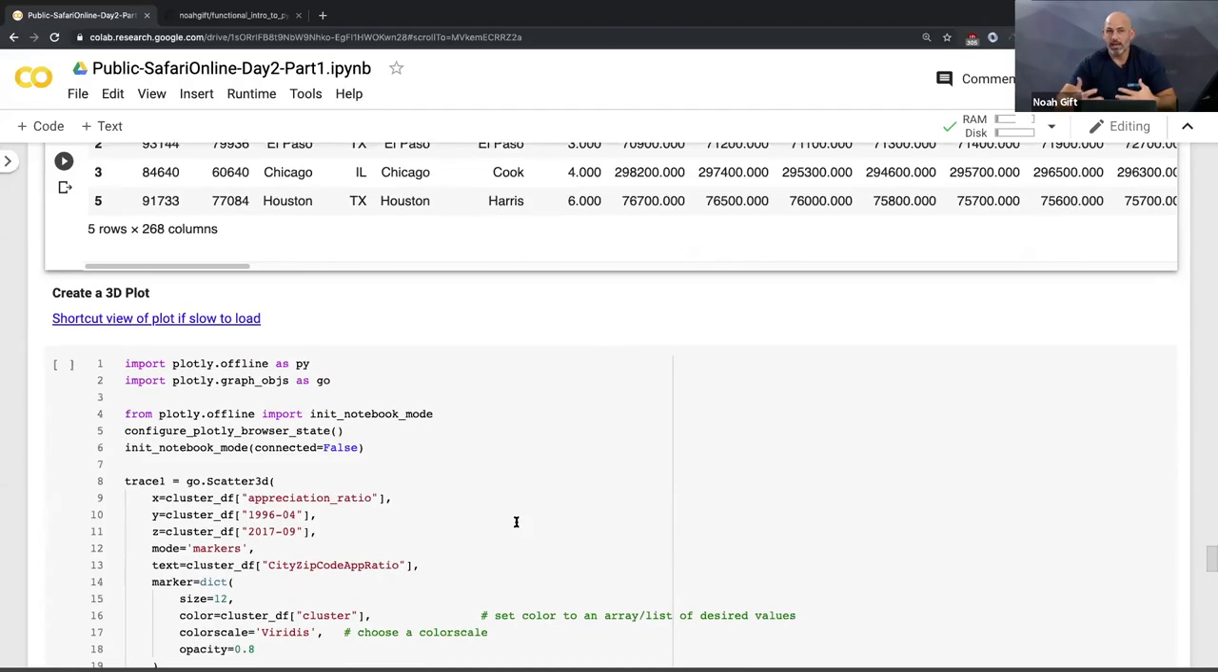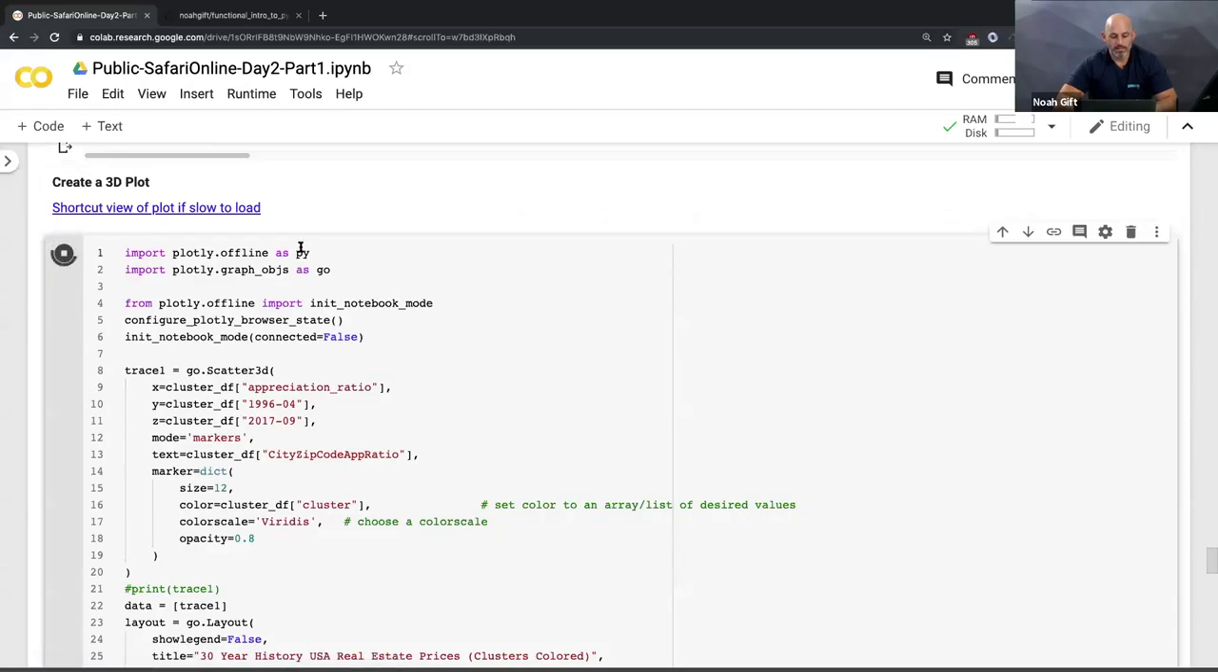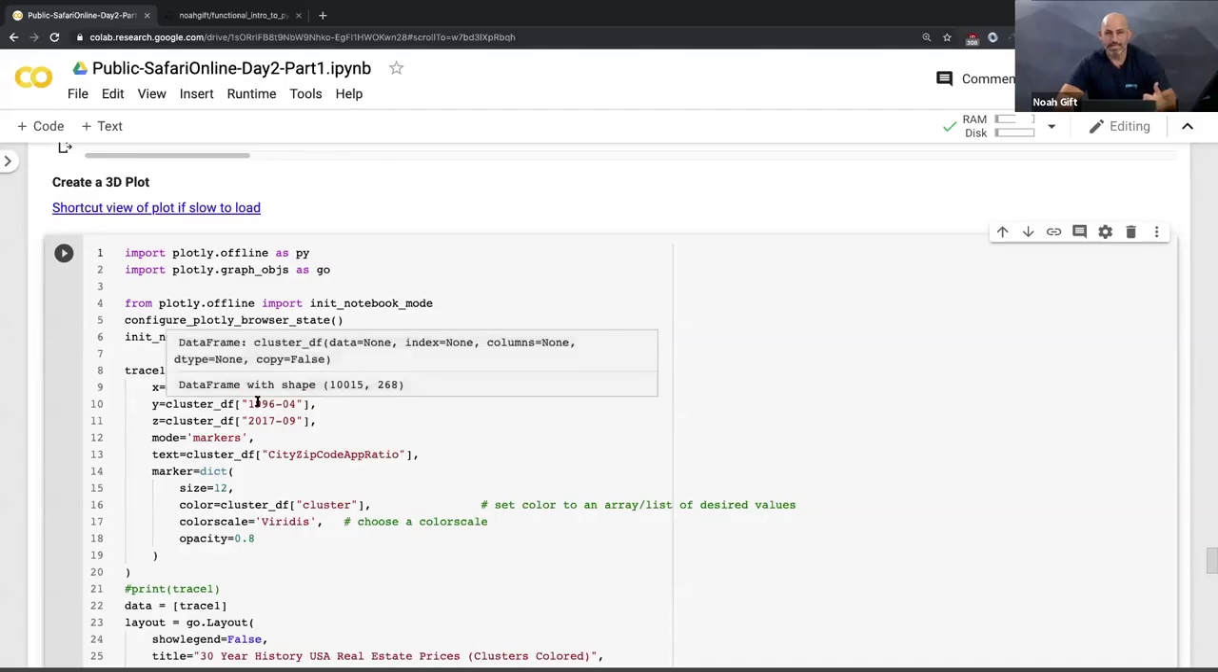So now I go back again to Plotly, and I use a fancier plot this time. So it takes a little bit more code, and it's a three-dimensional plot. And what this plot does is it goes through and it creates an X column here, an X-axis, which is appreciation ratio, a Y, which is the year 1996, a Z, which is the year 2017, the most recent for this data set.